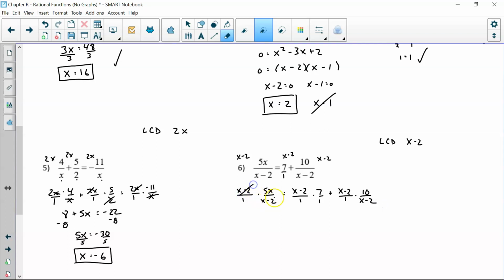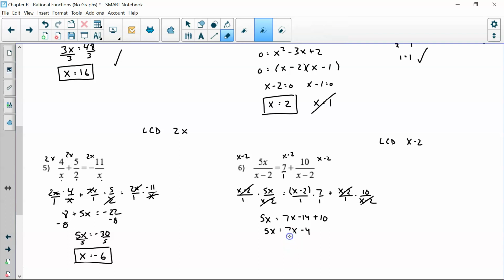The x minus 2 on the top and the bottom cancel out, so we're left with 5x equals. Nothing cancels here, so distribute the x minus 2 to 7. 7x minus 14 equals, here the x minus 2's cancel. Oh, sorry, that's plus. So 5x equals 7x minus 14, and it's plus 10. 5x equals 7x minus 4.